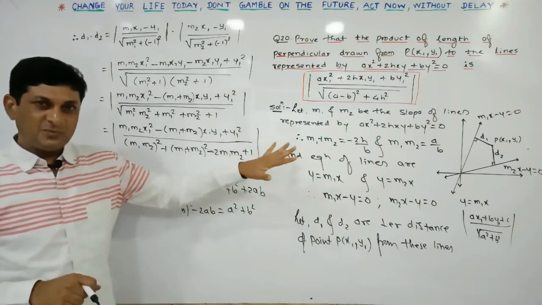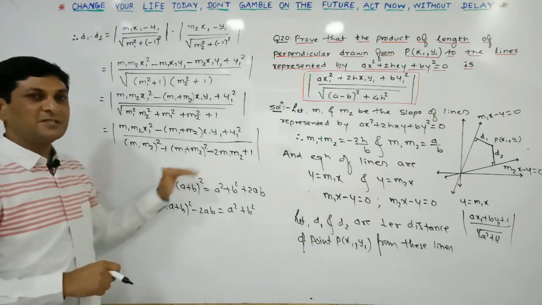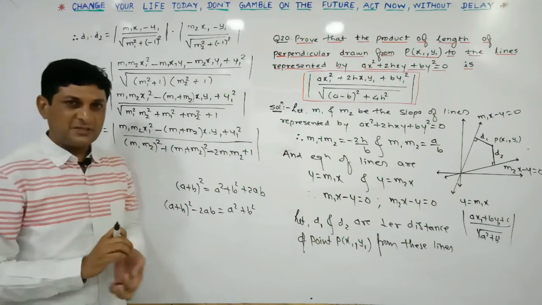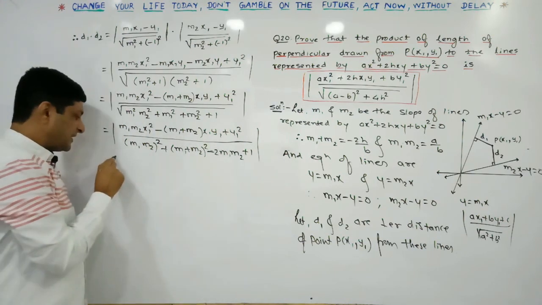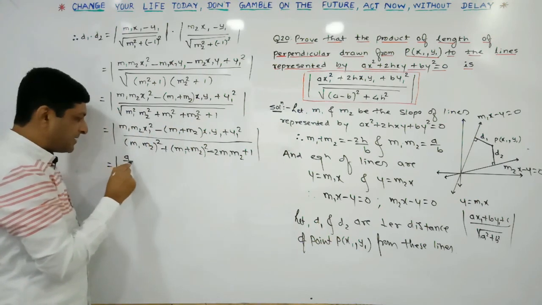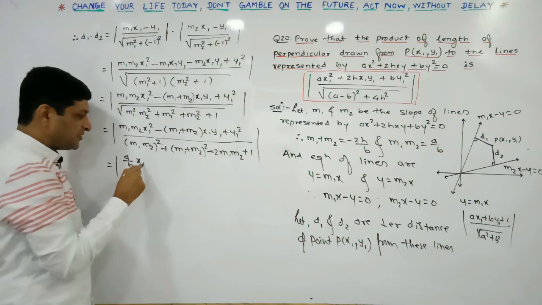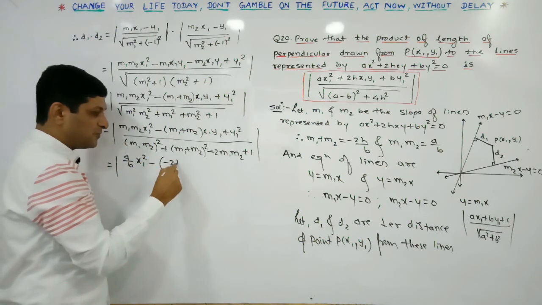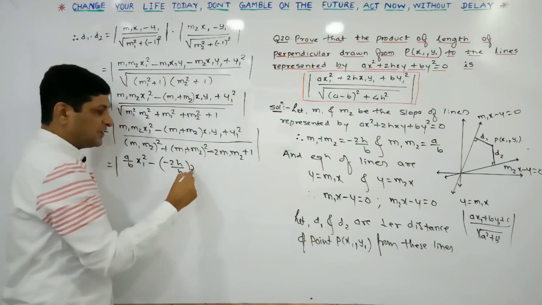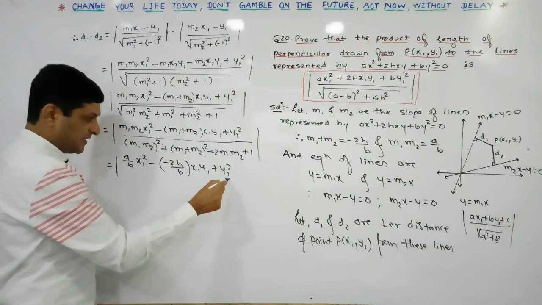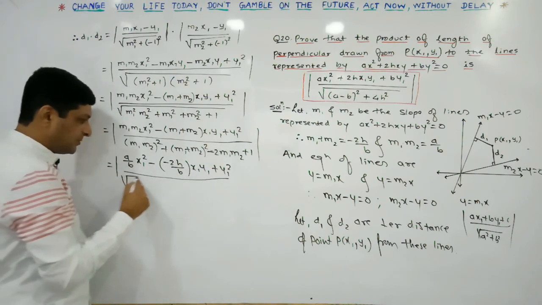To apply these values, we have just arranged the term in the form of sum of slope and product of slope. Now we are substituting the values. So m1 into m2 I am replacing by its value a by b into x1 square, keep it as it is, minus m1 plus m2 replace it by its value minus 2h upon b into x1 y1 as it is plus y1 square also as it is. In the denominator under root keep it as it is.